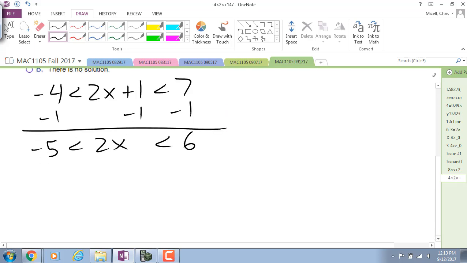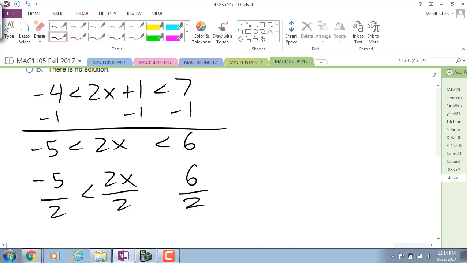And then I want to divide each part of this by 2. That's what I'd do if I broke it apart into 2 separate ones. Divide each part by 2. So copy the negative 5, copy the 2x, copy the 6, divide each one by positive 2. Leave the inequality symbols the direction they're pointing or reverse them. We're dividing each part by positive 2. If we were dividing each part by negative anything, we would reverse them. We would reverse both of them.